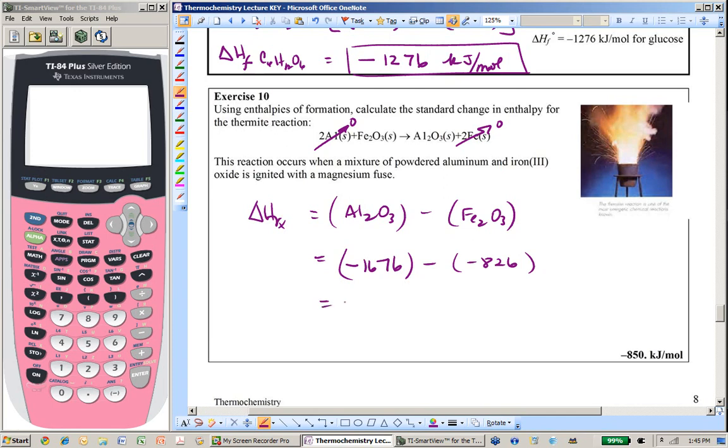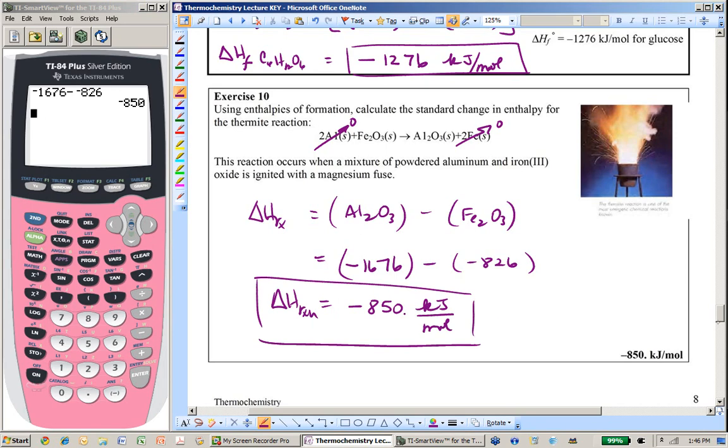So now, can you just use your calculator properly? Negative 1676 minus negative 826 equals negative 850. And all the values were in kilojoules per mole. And you probably need 3 sig figs, so throwing that decimal point on the end of that makes it 3 instead of 2. And there you have it.